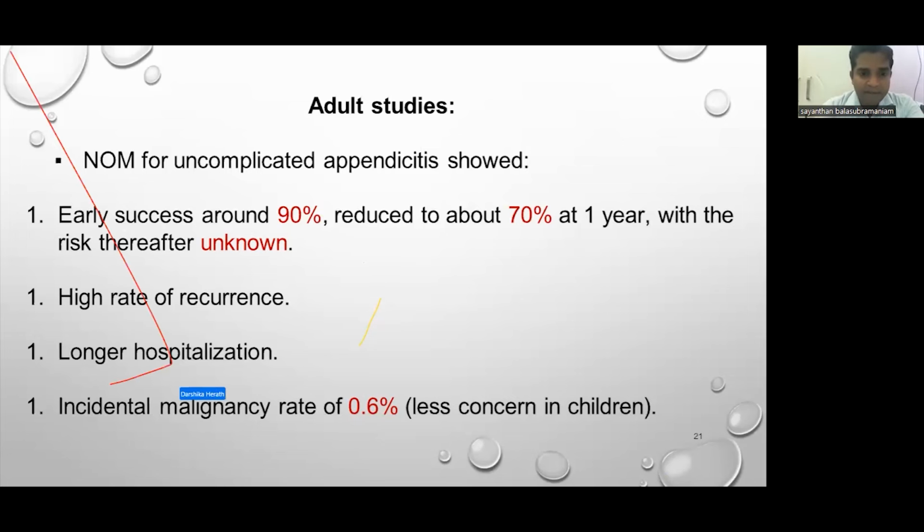And compared to appendicectomy patients, non-operative management patients need a longer hospital stay. That is one important thing you need to know. Suppose you see an appendicectomy patient will go home in 3 days. This non-operative management patient may take longer in hospital, maybe 5 days, 7 days, depending on the progress. And if we leave the appendix, there is a very rare chance of malignancy from that particular appendix. That may be 0.6%.